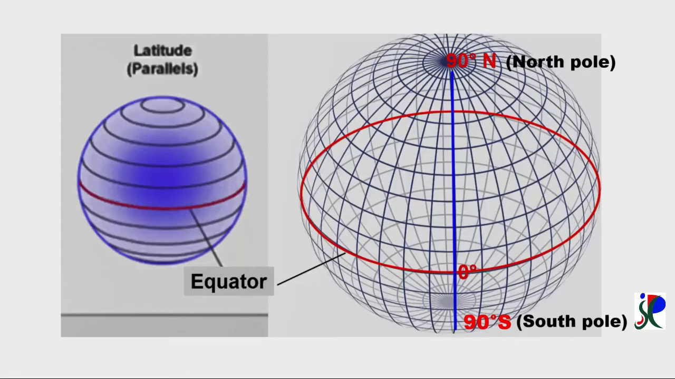Every latitude must be designated with direction, N for north or S for south. For the equator, there is no north or south designation.